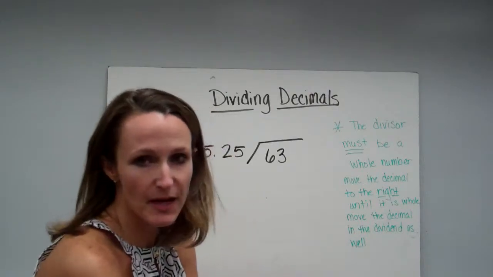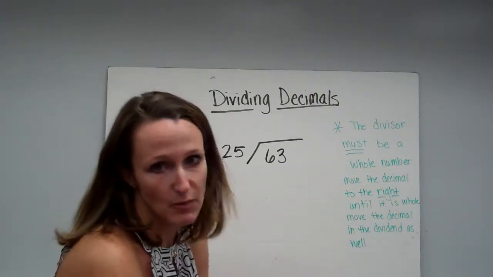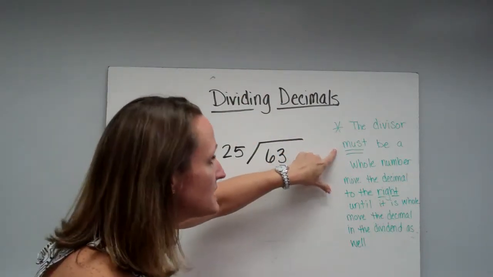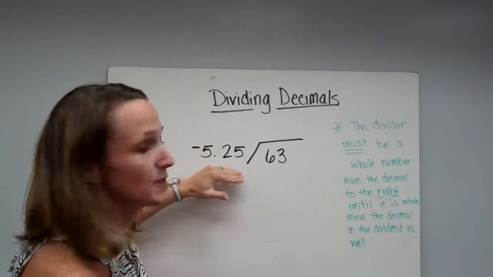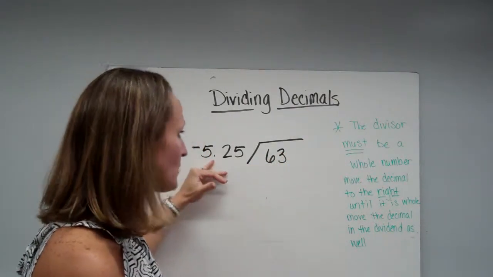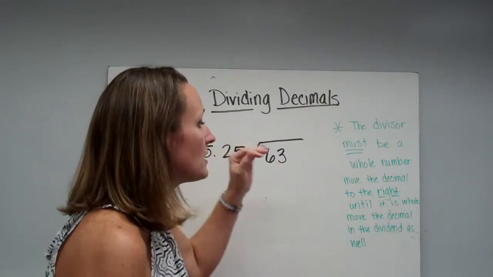In this video, we're going to talk about how to divide decimals. First thing I want to point out is a very important note on the side of the board. The divisor must be a whole number. Remember, the divisor is what's on the outside. If it's not, you're going to move the decimal to the right until it is a whole number.